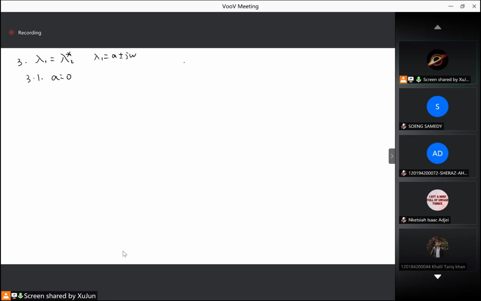In this case, the x solution will equal k1 e to the alpha t cosine of (omega t plus theta) times eta r, minus k2 e to the alpha t sine of (omega t plus theta) times eta I. This is the solution.